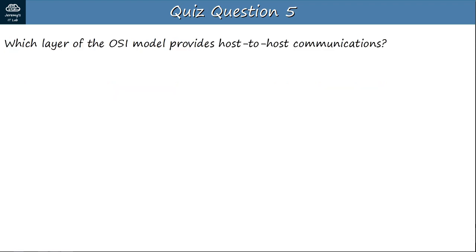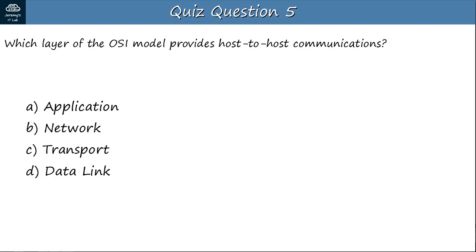Which layer of the OSI model provides host-to-host communications? A. Application. B. Network. C. Transport. Or D. Data link. Pause the video to think about your answer. The answer is C. Transport. Let's check.